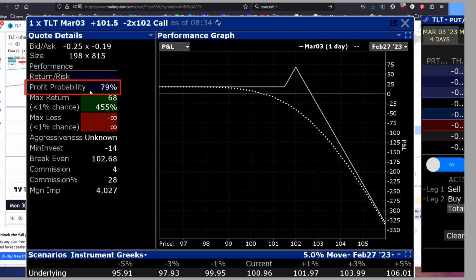79% chance of a profitable trade, so that's good. And if the stock ends below 101.5, then I get to keep, it looks like about $18 in premiums. And between 101.5 and 102.68, which is where this ear is, that's when I could make the most premiums. And I lose money if the ETF moves above 102.7. And that just changed because the premium fluctuates in real time.